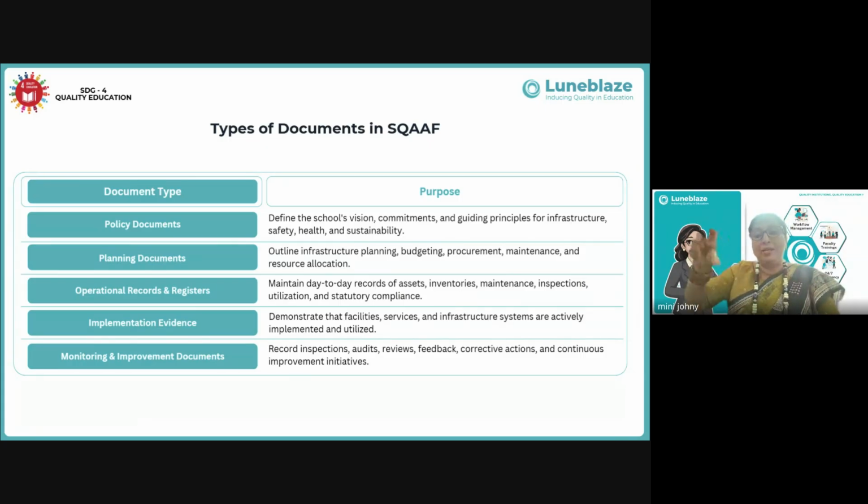Next one is planning documents. Policy document is the first one, and planning documents outline infrastructure planning, budgeting. Without budgeting, nothing should go. Procurement, which vendor, which company. Please go deep into research on that. Maintenance, AMC, why we should have it, and resource allocation. Operational records and registers. We have an attendance register. Same way, we should maintain a day-to-day record of assets.